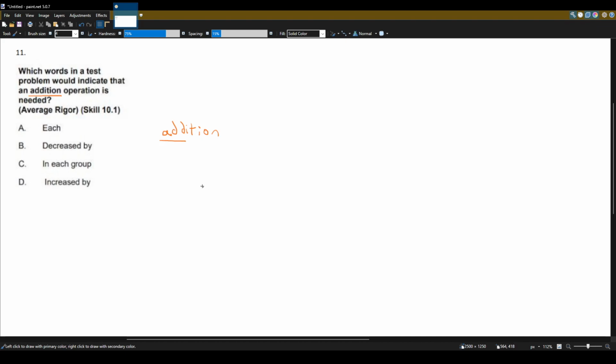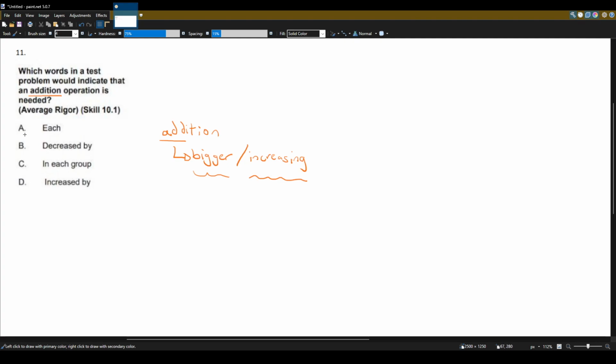So when we think about adding stuff, we are thinking about the idea that we're making it bigger or we're increasing. So let's try to find an answer that correlates to adding, making things bigger, making things increasing. So let's run through each choice.